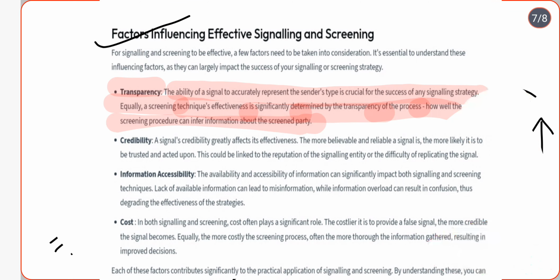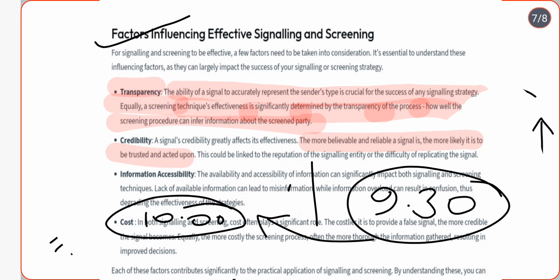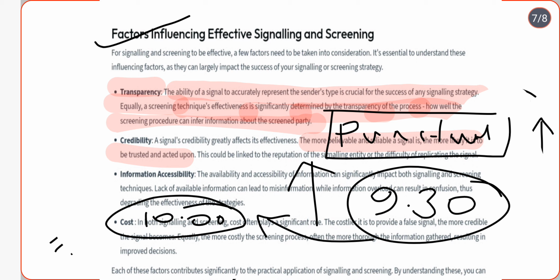Now, credibility. A signal's credibility greatly affects its effectiveness. The more believable and reliable a signal is, the more likely it is to be trusted and acted upon. Suppose the interview was at 9:30 and a candidate entered the interview room at 10 o'clock, and that candidate is saying that I am very much punctual. So that is a bluff. Their actions are speaking for them that they are not punctual, but they are trying to mislead the procedure. So the credibility here is very important.